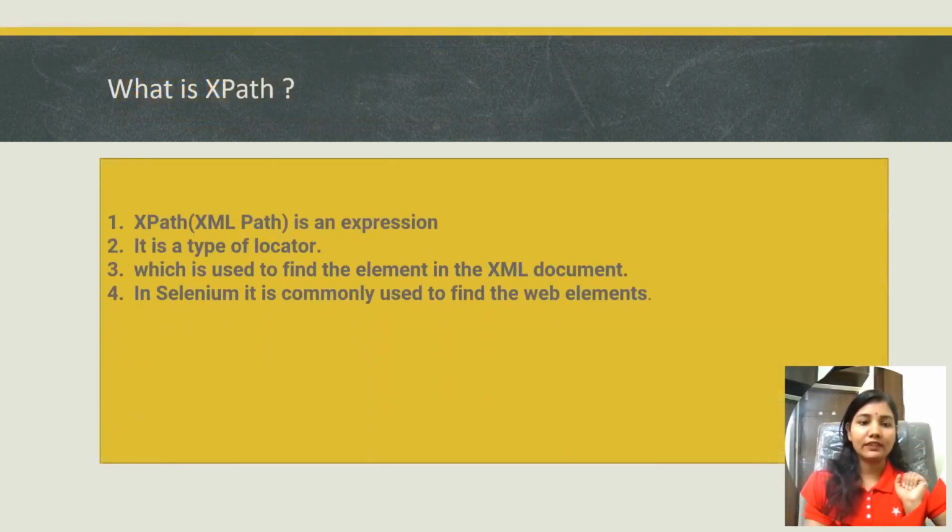So what is XPath basically? XPath, XML path, is an expression. So basically X denotes XML and this is an XML path. It is a type of locator. In Selenium there are multiple types of locators, ID, class, name, and XPath is also one of them, which is used to find the element in an XML document. In Selenium it is commonly used to find web elements.